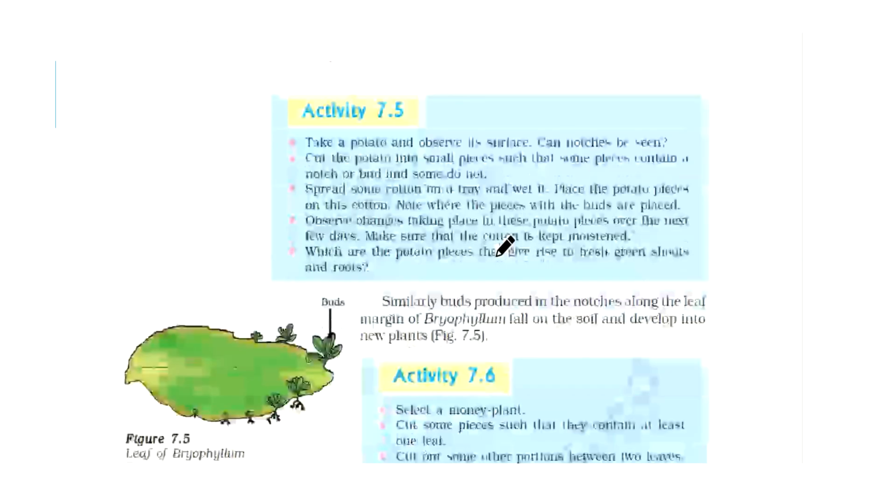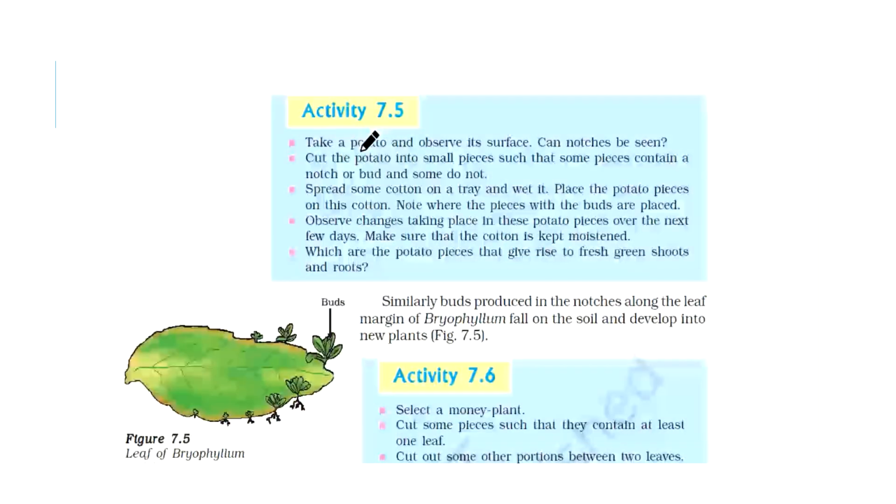We will see one activity over here. Take a potato and observe its surface. You can see that some small notches or buds are there. In the rainy season, when you observe them, you can see something white or green coming out. Those are the buds. They are eye shaped, and after keeping a potato for 7 to 8 days at home in the rainy season, you can see some whitish sprouts come out. Those are the buds.